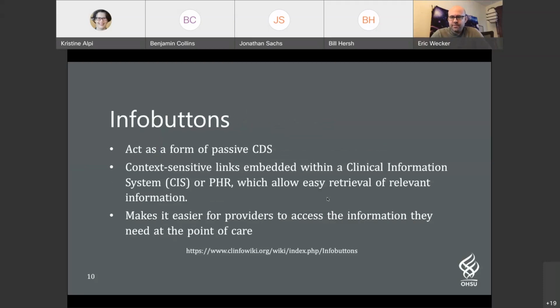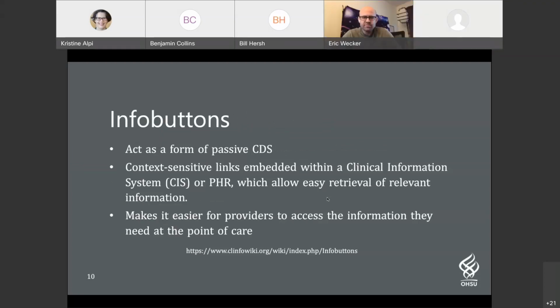So this project was using Infobuttons as a vehicle to study the implementation of this software. Infobuttons are like a form of passive clinical decision support. You have essentially a link inside your EHR where you can get the information that you want easily.